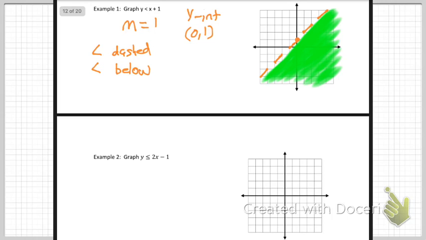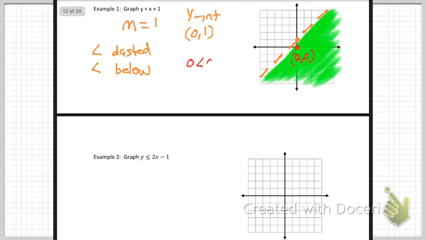Alright, so any coordinate that we could find in the shaded area is a solution to the inequality. So let's use a really simple one. Let's use 0, 0. Right, so this is a solution to the inequality because it is found in the shaded area. Another way to see if it is a solution is to plug 0 in for x and 0 for y into the original equation and see if I get a true statement.